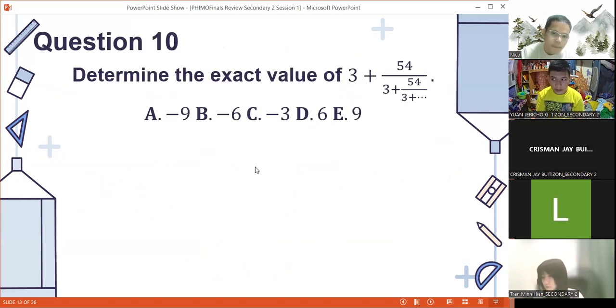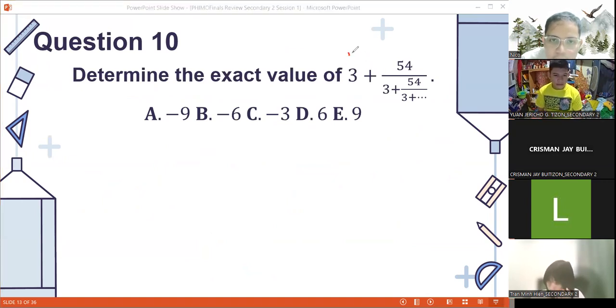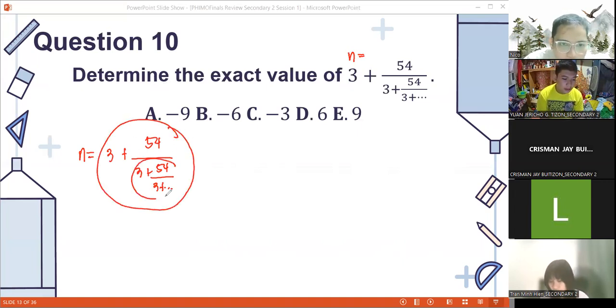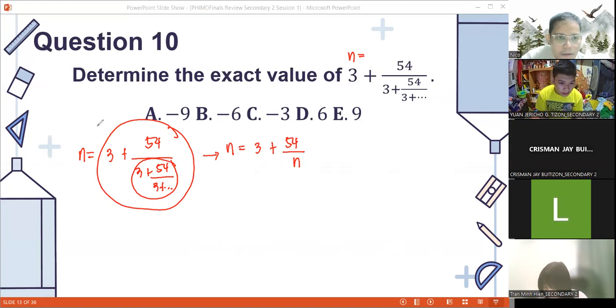Number 10. What is the value of, say for example that x is equal to this one, or n. So n is equal to 3 plus 54, 3 plus 54, 3 plus unlimited of it, right? Take note that the whole thing here is the same with this. So this becomes n is equal to 3 plus 54 over n, because the whole thing here is equal to n. And the denominator is equal to n.